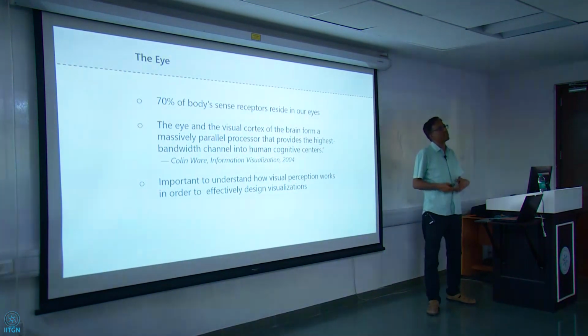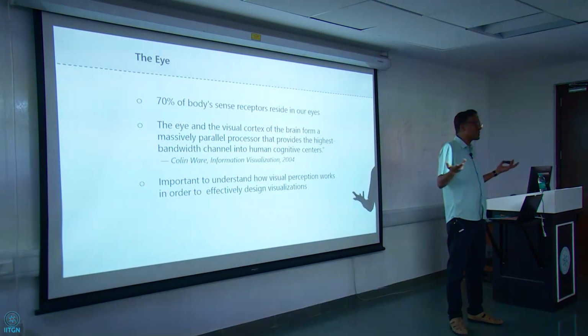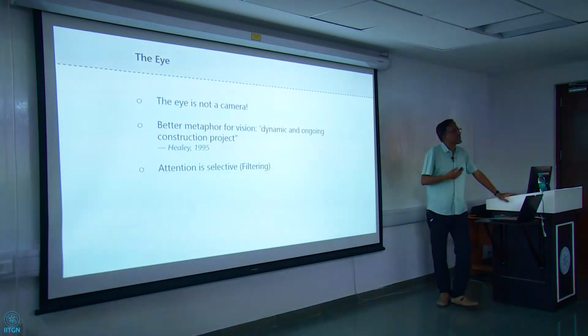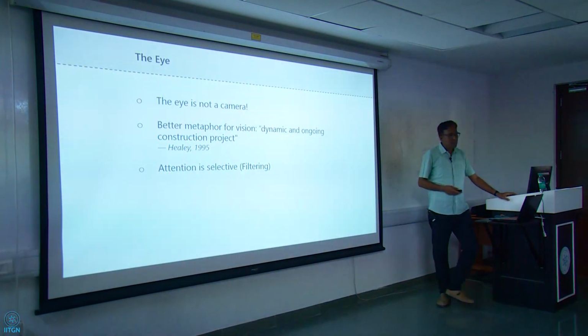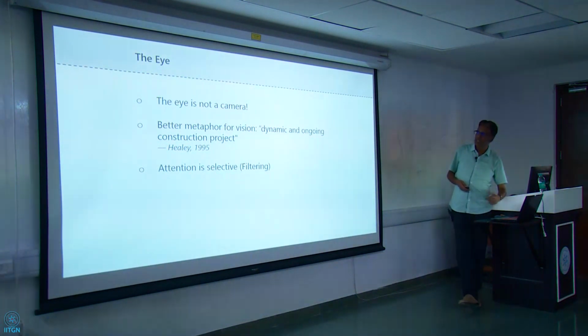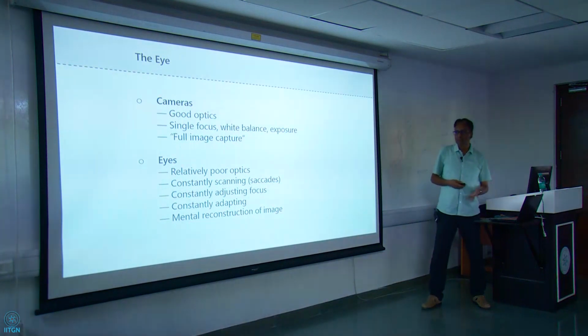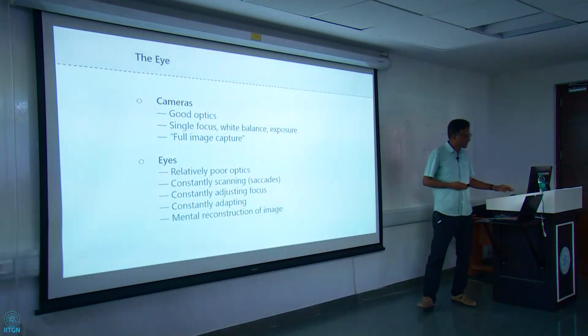So, all said and done, we are just beginning to think about tangible and other sensory types of visualization, but essentially what we do is purely visual in nature. But my hope is that we will eventually have other kinds of sensory perception used in visualization as well. But we just need to understand some differences. For example, the eye is not a camera. It's a dynamic, ongoing construction project; attention is selective and filtering. Cameras have good optics, single focus, white balance, exposure, full image capture. Eyes have relatively poor optics, constantly scanning, constantly adjusting focus, constantly adapting. And it's a mental reconstruction of the image.